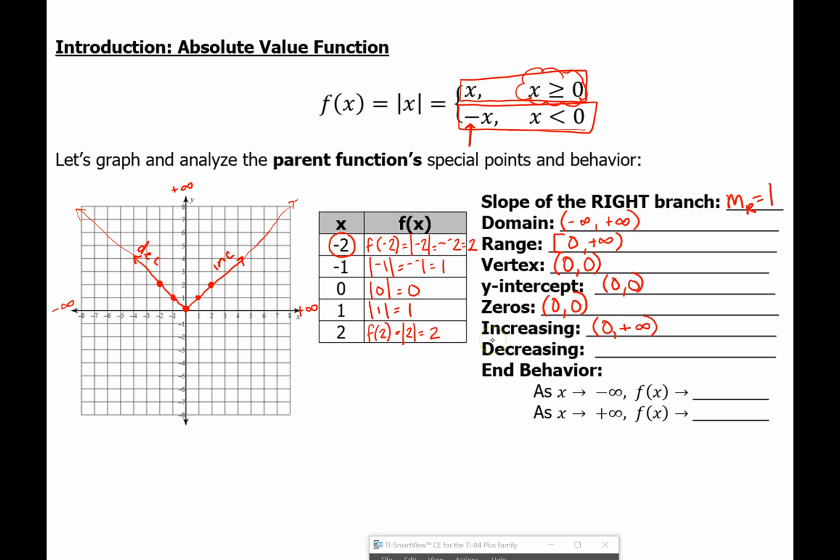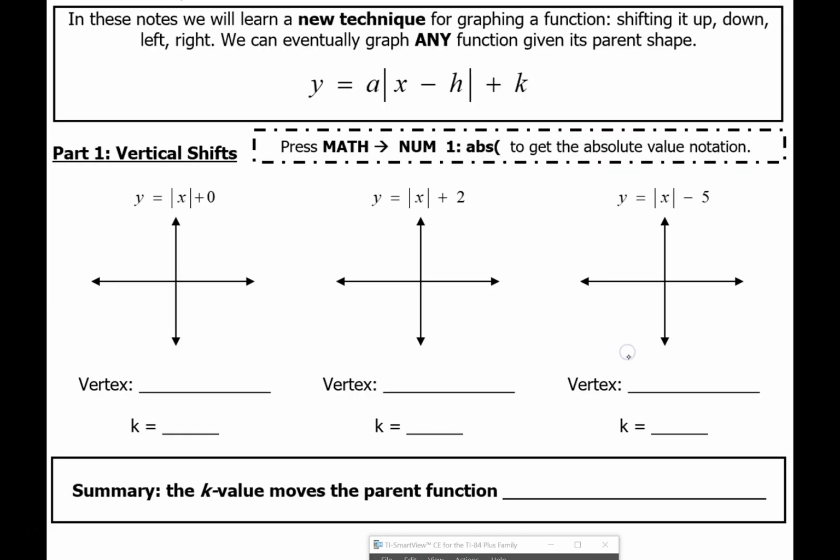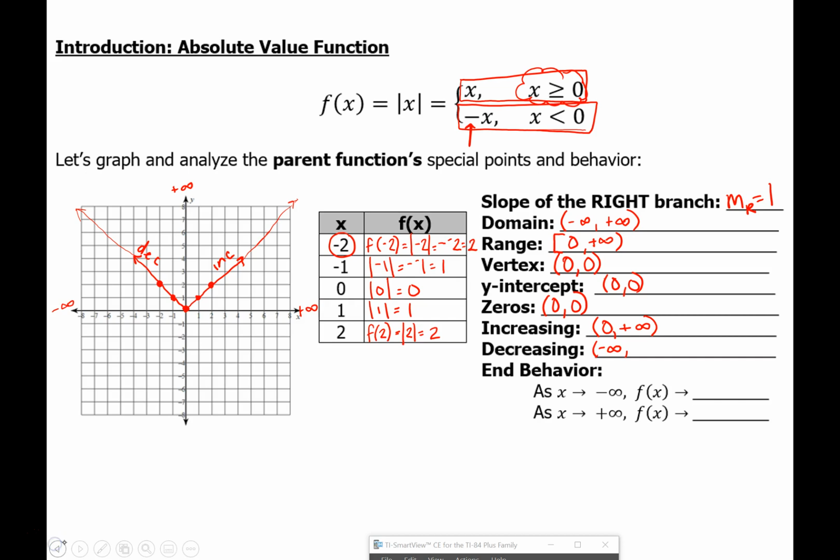The decreasing side starts on the left side of the graph, so that's negative infinity of the x-axis, and it decreases until we get to the vertex, where the x value of the vertex is 0. For the end behavior, when we look at the left-hand side of the x-axis, the y values are going to continue going up forever. The end of the function keeps rising.